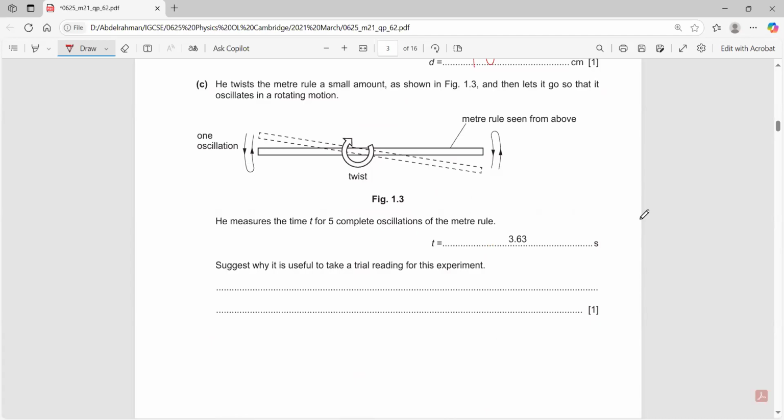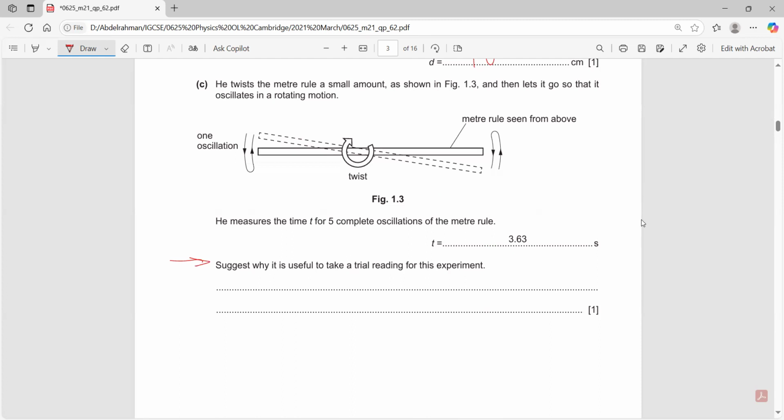Suggest why it is useful to take a trial reading for this experiment. This is a new question. They didn't give this question before, so this is a new question. Why should I take a trial reading? Well, just simply to make sure that I can actually conduct this experiment, that I can actually measure the time taken, measure the period of this oscillation, and go on with my experiment.